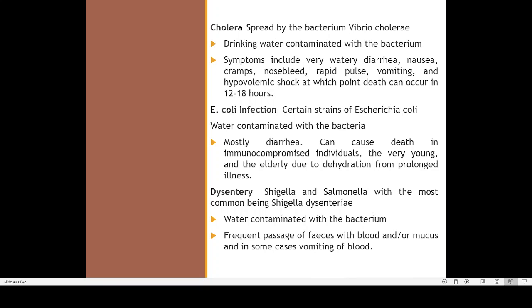See here, you can see a very fast rate of pulse. Then vomiting leads to hypovolemic shock. The pressure becomes very low, and that will lead to a shock, at which point death can occur in 12 to 18 hours. So even though cholera is a bacterial disease which can be controlled if properly treated, if the patient is not cared for or treated properly using antibiotics and other medication, it can lead to death. So that is a problem with cholera.